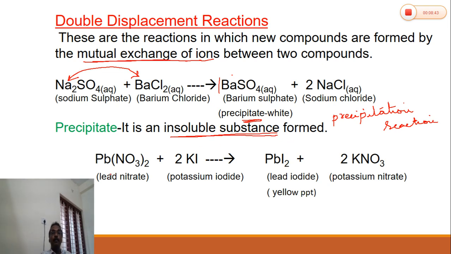Another example: Pb(NO3)2 plus 2KI gives PbI2 plus potassium nitrate. When lead nitrate and potassium iodide, both colorless solutions, react, we get a yellow precipitate of lead iodide, PbI2. This is also an example of double displacement and, at the same time, a precipitation reaction. Precipitation reactions are reactions in which a precipitate is formed. Double displacement means mutual exchange of ions between two compounds.